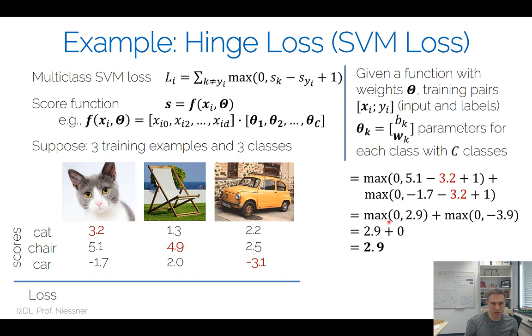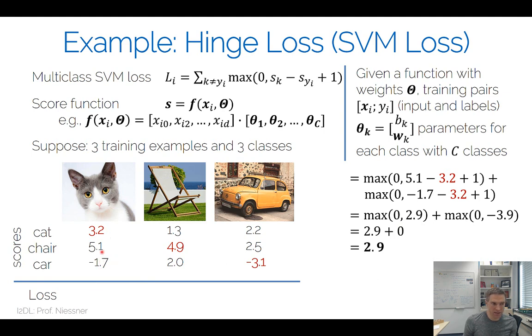So we're getting here a maximum of 0 and 2.9. That's already positive, so it's 2.9, plus the maximum of 0 and minus 3.9, which is 0. So it's 2.9. So what does it tell us? Well, the hinge loss does nothing else but compare the scores between all the classes. It does this pairwise comparison, right? It compares the car score versus the cat score, and it says, well, okay, my cat score is already larger than my car score. And my loss says, well, that's great. I'm happy with that because it's actually a cat, right? Compared to the car, my cat prediction is winning. This is why the loss for this pair is zero.